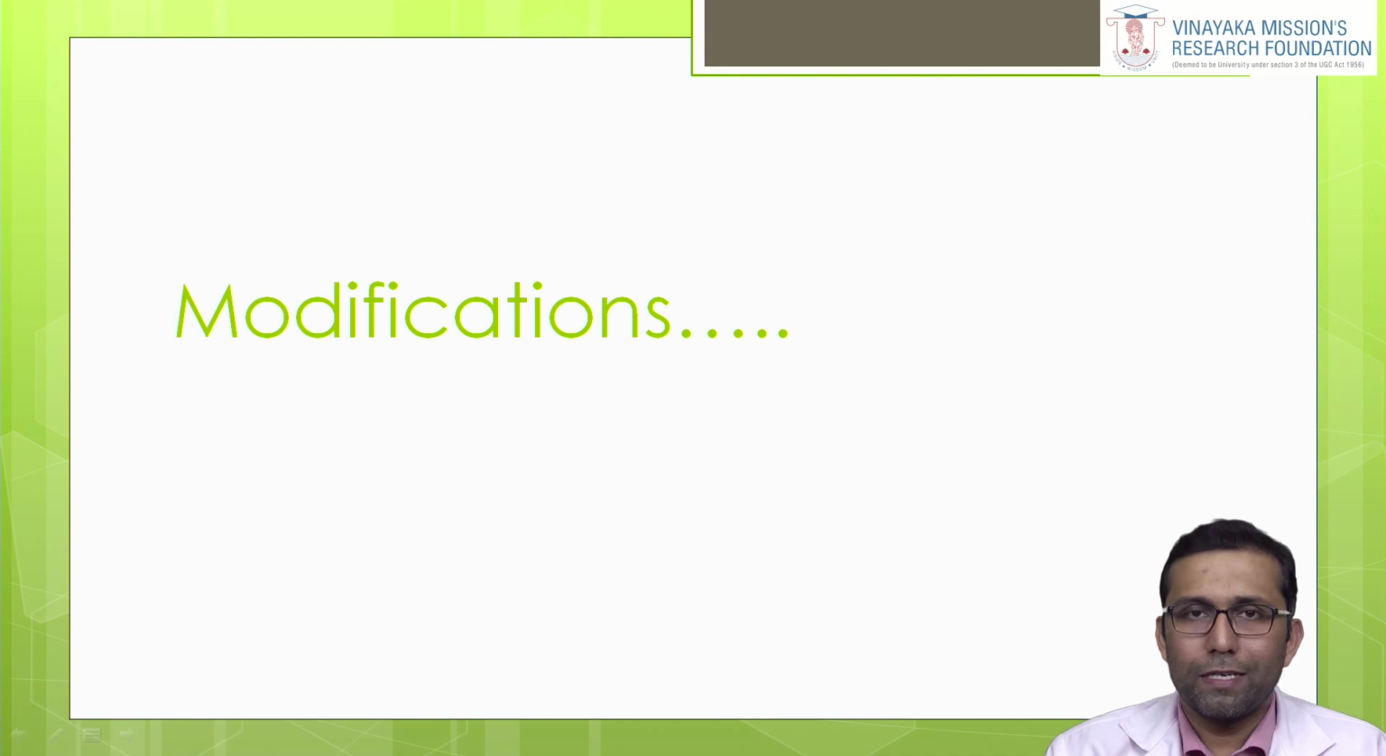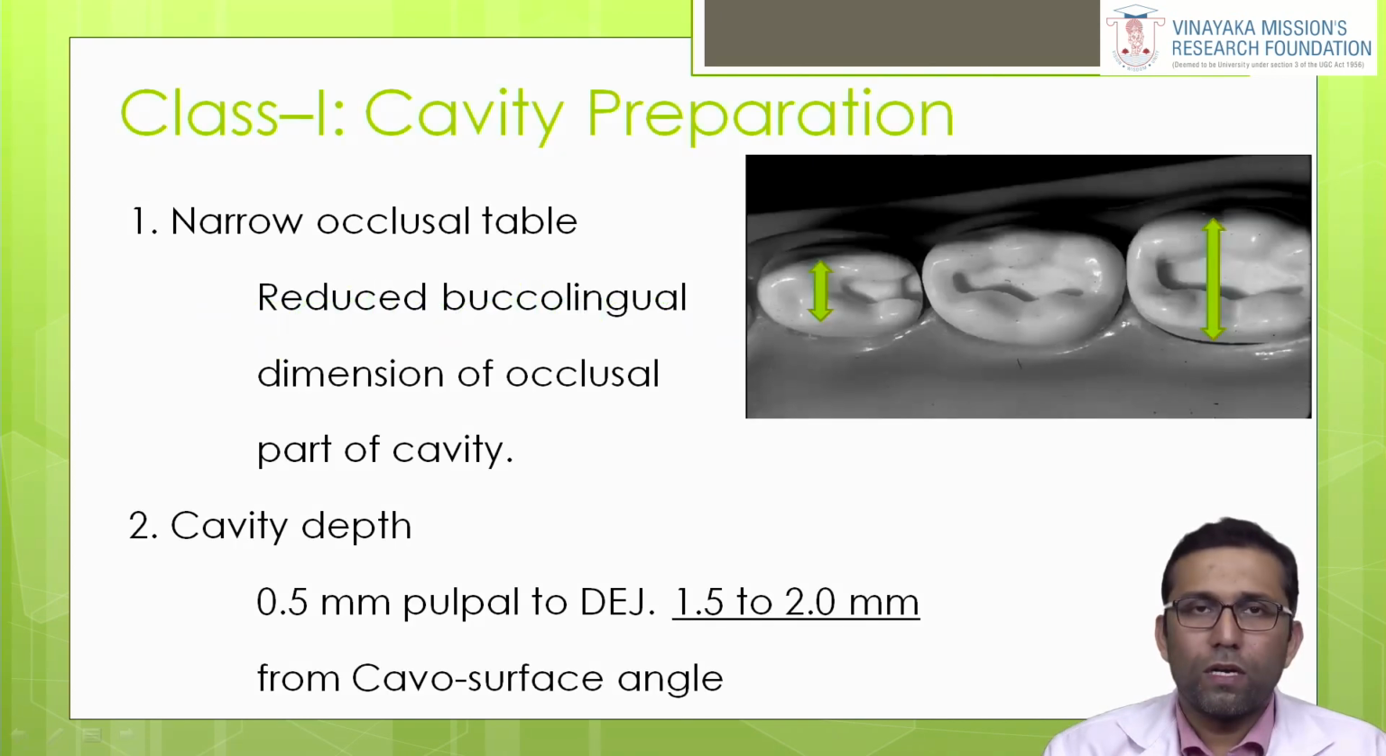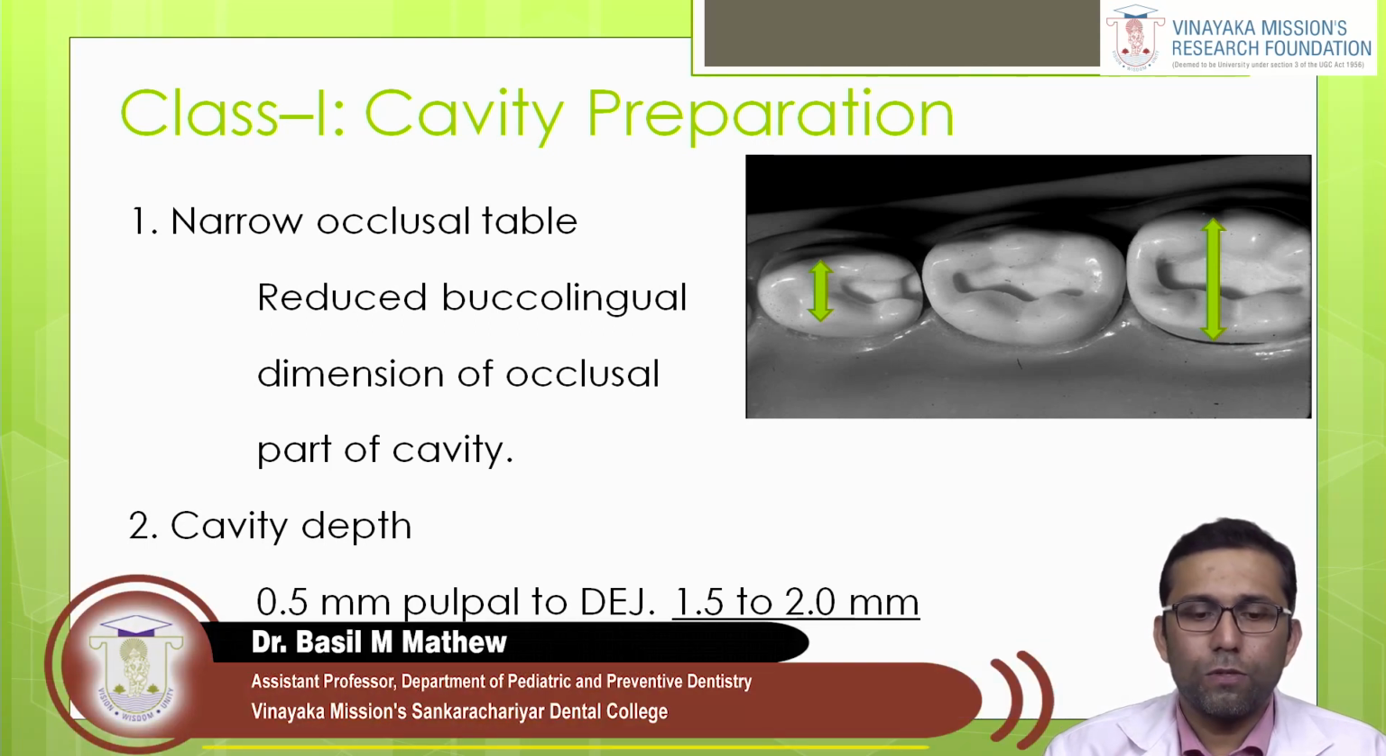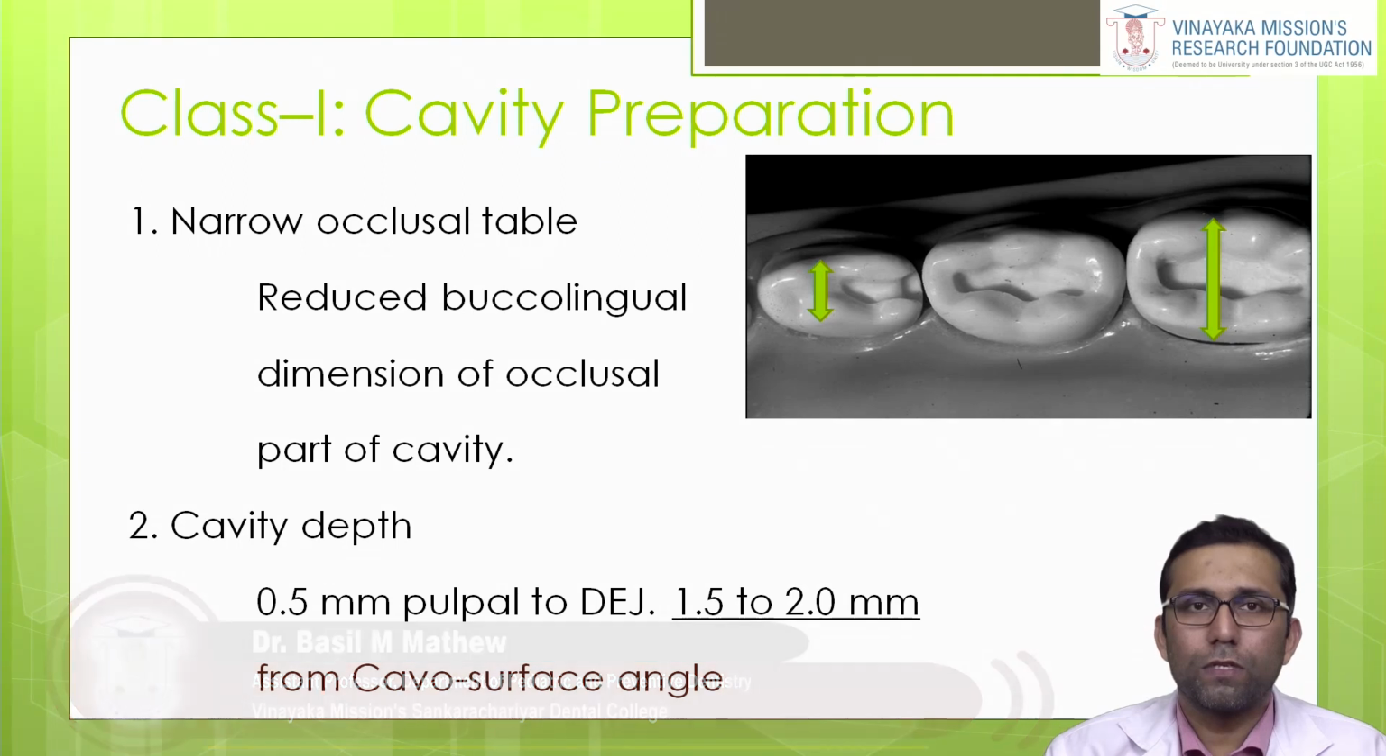Now coming in detail to the discrete modifications compared to the permanent cavity preparations or principles of cavity preparation, we will deal with each, starting from the primary first molar, second molar, maxillary and mandibular. Now that is class 1 cavity preparation. We will see what modifications are needed. First is a narrow occlusal table. The morphological differences of the primary and permanent teeth will result in a reduced or narrow occlusal table, which will result in the reduced buccolingual dimension of the occlusal part of the cavity preparation.